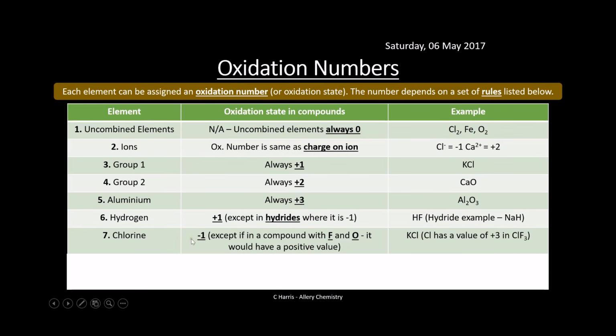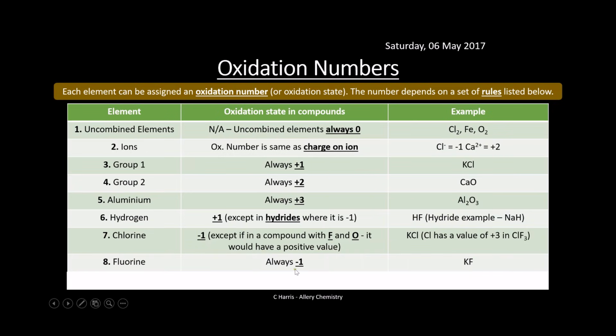Chlorine is -1, except when it's bonded with fluorine and oxygen, and it would have a positive value. So, for example, it would be -1 in KCl, so chlorine's -1, but chlorine has a value of +3 in ClF3. So F would hold the value of -1, and you've got 3 of them, so that's -3, so chlorine must be +3 to make sure the whole thing balances. So really, really important. Make sure you watch out for that, because you'll see that quite a bit.